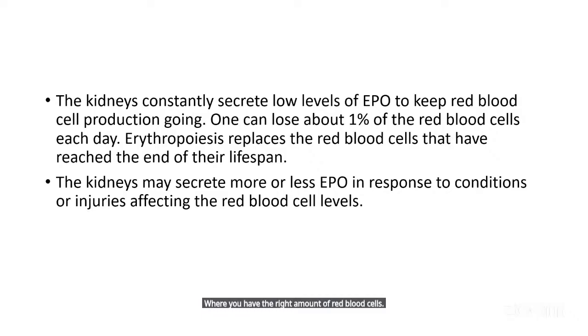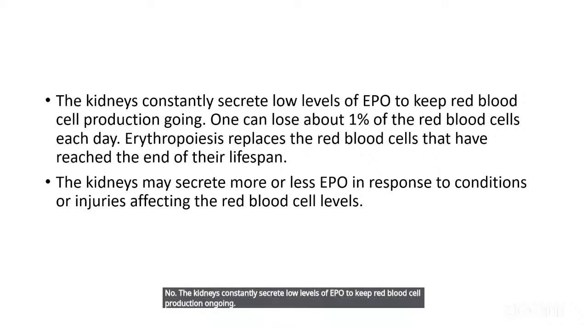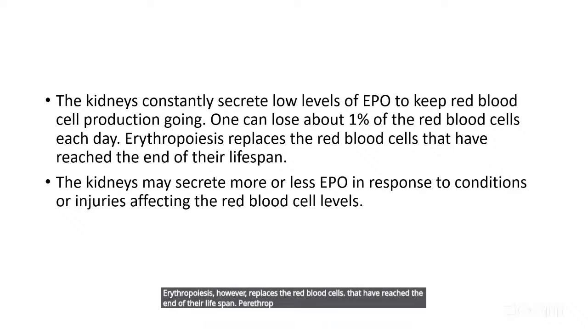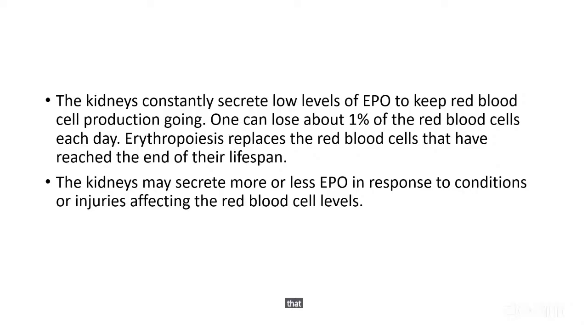The kidneys constantly secrete low levels of EPO to keep red blood cell production ongoing. One can lose about 1% of the red blood cells each day. Erythropoiesis, however, replaces the red blood cells that have reached the end of their lifespan, meaning 120 days. The kidneys may secrete more or less EPO in response to conditions or injuries affecting the red blood cell levels.